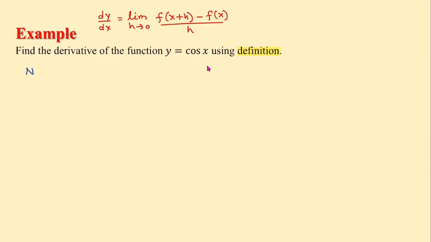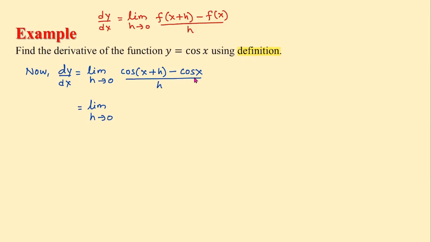Now the derivative dy over dx is equal to limit as h approaches 0. So f of x or y is cosine x. So f of x plus h will be cosine x plus h. Then minus f of x, which is cosine x, divided by h.